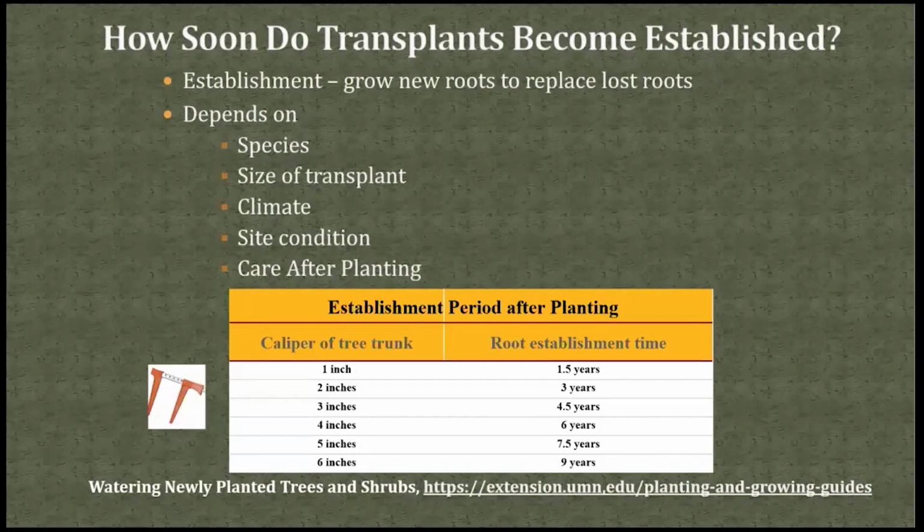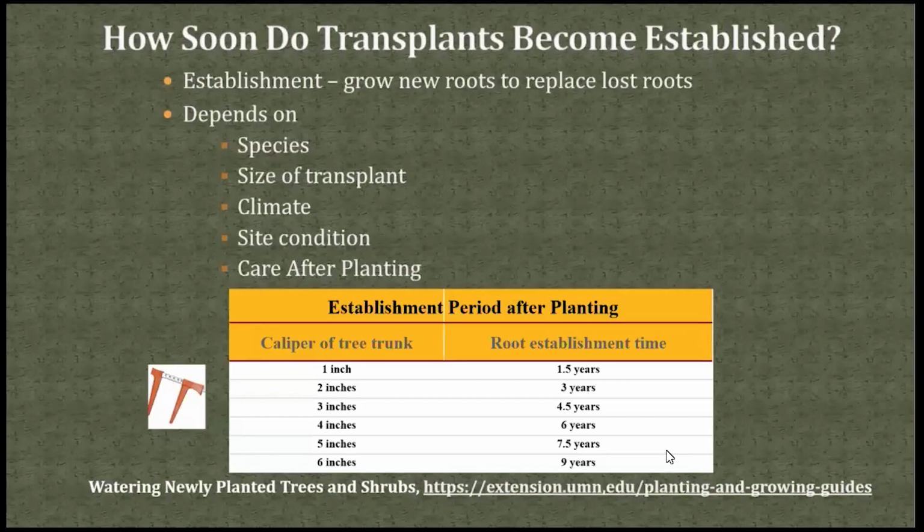And of course, when I say caliper, I mean using an instrument like this, and imagine your tree trunk is right here between these two probes. That tells you the caliper of your tree. And if you don't have this instrument, you can always estimate it by using a ruler.